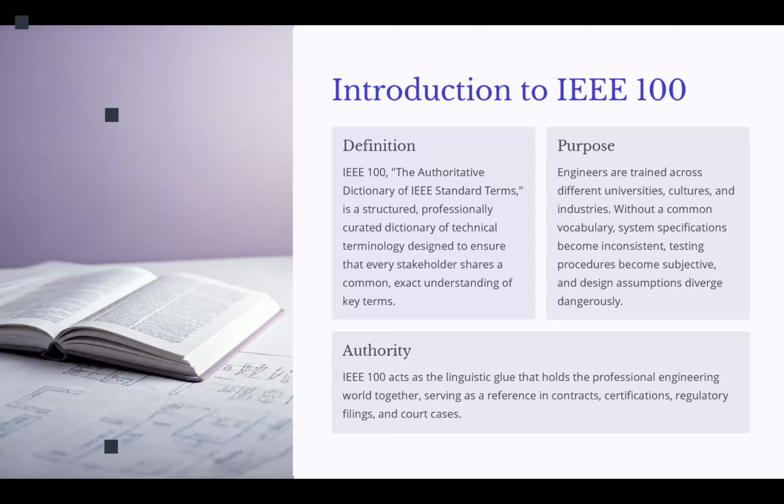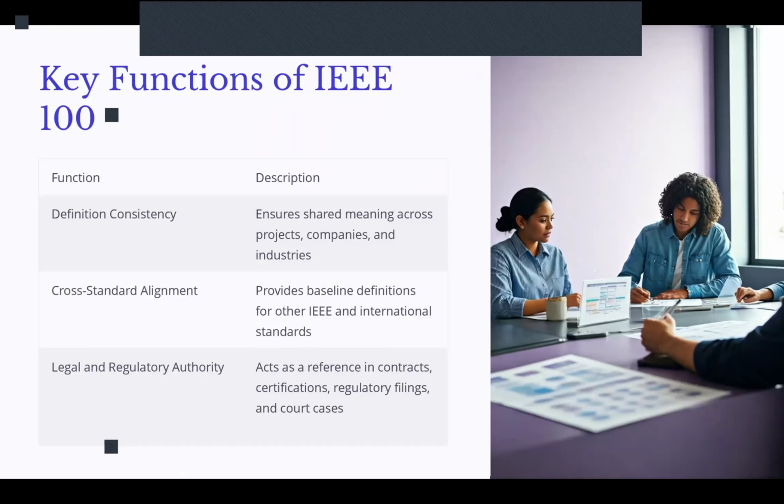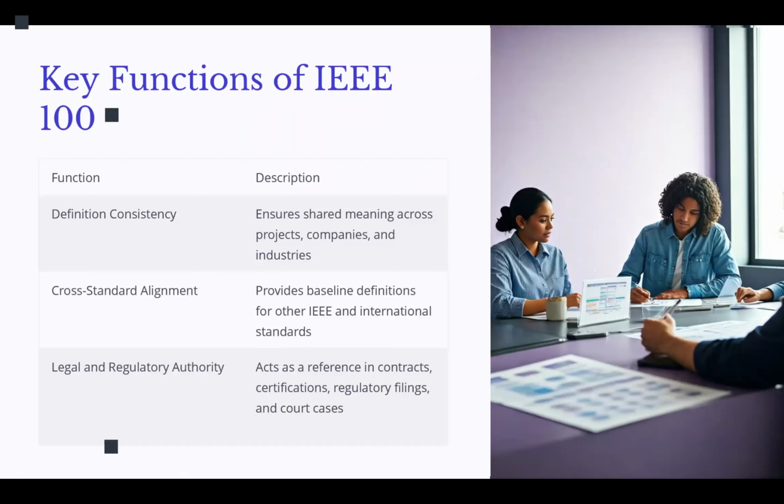Now, the key functions of IEEE 100, what are they? This is important. We know what the goal is, we know the purpose of this. So far, we discussed the purpose of IEEE 100, but what functions does it have? First of all, it creates definition consistency.